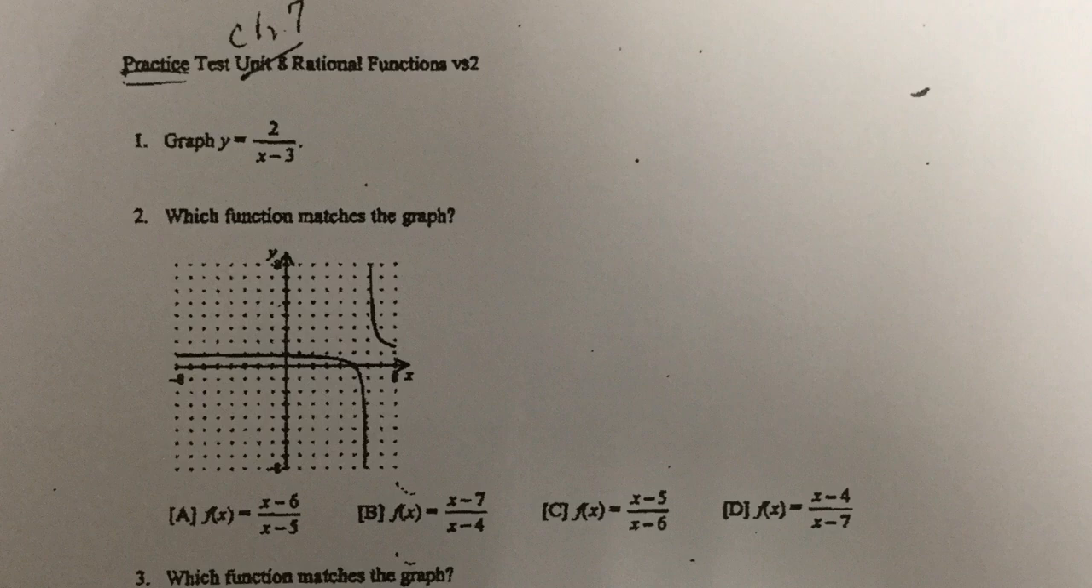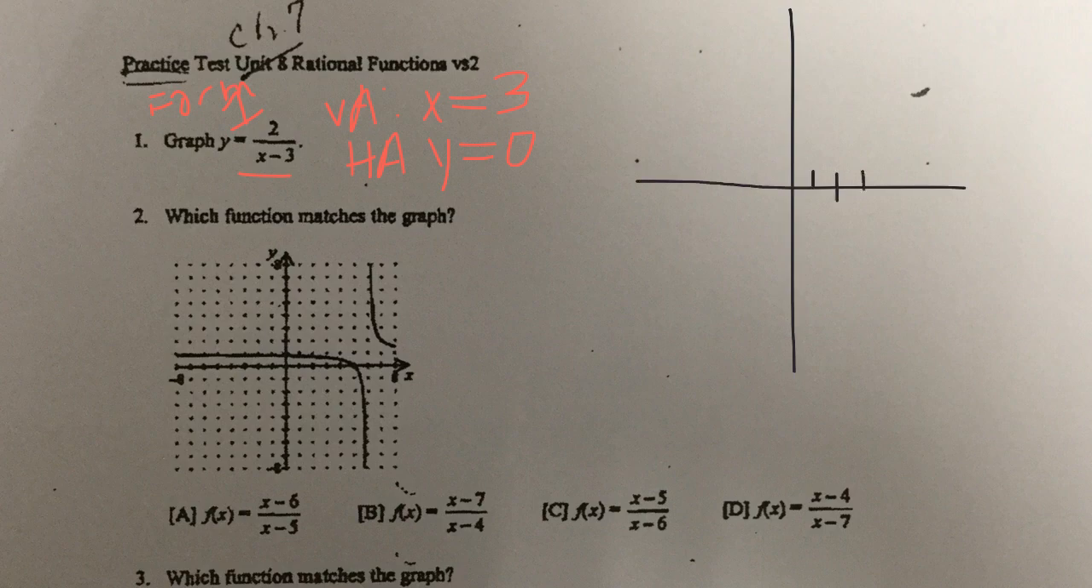When we do this, the first thing we look for are our asymptotes. Our vertical asymptote is the value that makes the denominator 0. So that would be x equals positive 3. And in this case, this is form 1, right? It's in the a over x minus h plus k form. And so our horizontal asymptote is the k, which in this case is 0, because there isn't a k. So y equals 0.